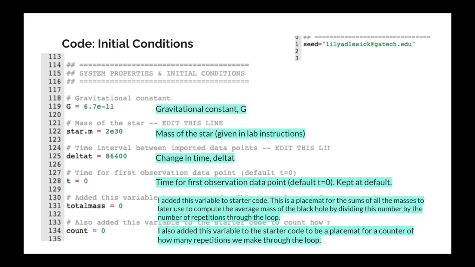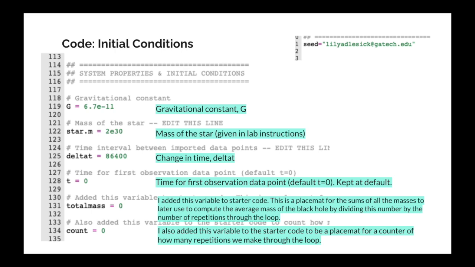As you can see in the top corner, I set the seed to Lily Adlesick at gotech.edu, and some system properties. We have the gravitational constant G, which is 6.7 times 10 to the negative 11th. We have the mass of the star, which was given to us in the prompt of the lab. Delta t I set equal to 86,400. The time for the first observation data point is set to t equals 0, and then I added two variables.